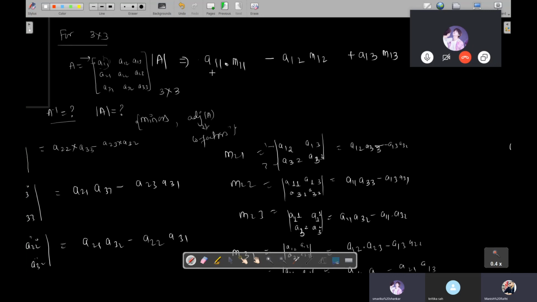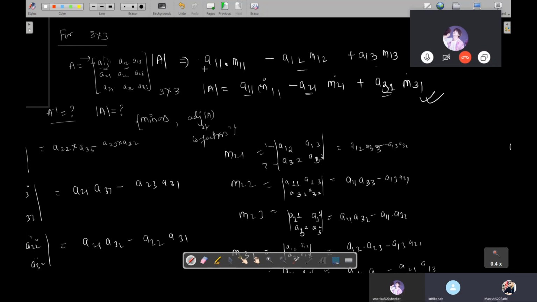How do you need to find the operation for column? Suppose if it's row and same elements of A, if you want to find using column, what you will do is A11 M11 minus A21 M21 plus A31 M31. So this is the way you find determinant of A. That means you need to find the minor and then multiply with the corresponding element. See, if you are taking row, A11, the next element will be A12, the next element will be A13.